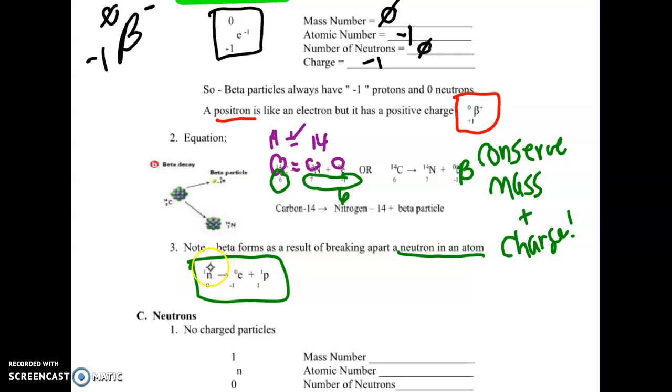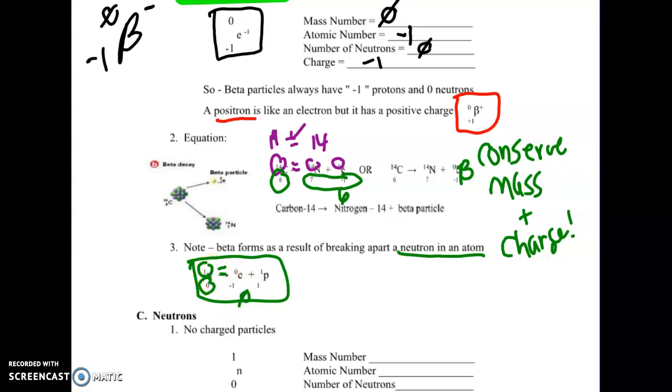So if we look at this equation too, our mass on the left of the equal sign is 1, our mass on the right of the equal sign is 1. The charge on the left is 0. Our charge on the right is also negative 1, positive 1. That comes out to 0.